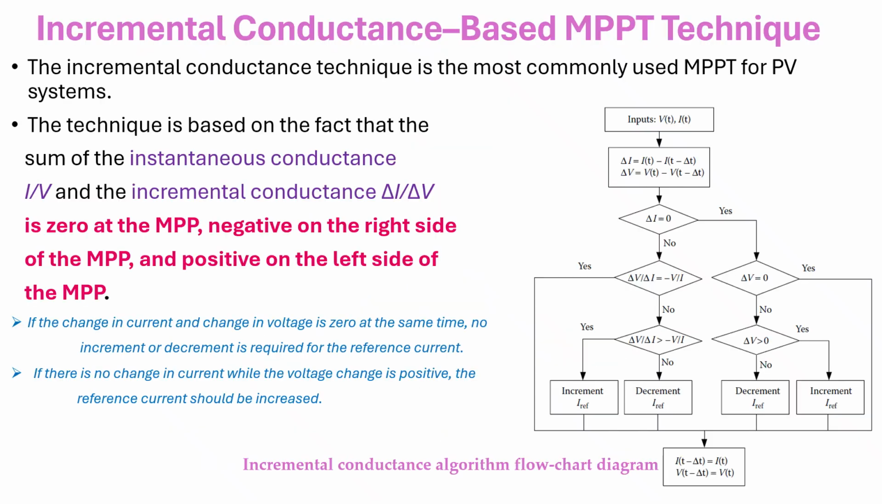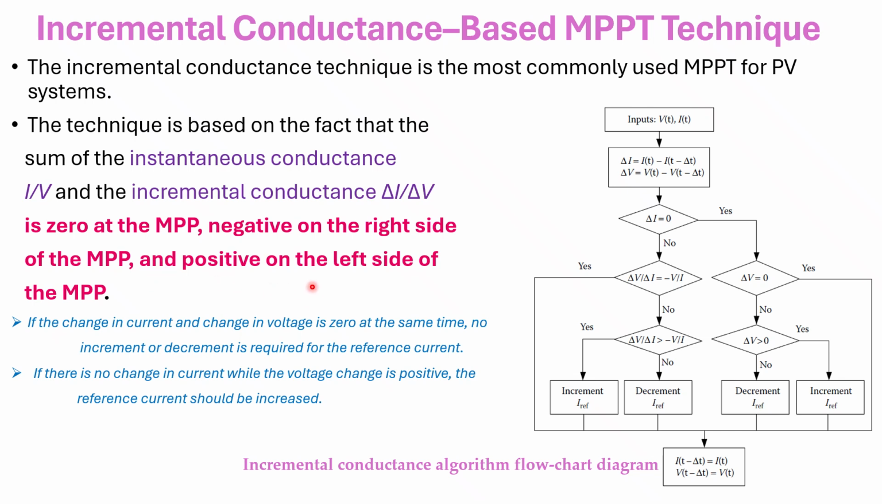The next method is the incremental conductance based MPPT technique. From the name itself, it is easily understood that here it is the sum of the instantaneous conductance I by V and the incremental conductance del I by del V. This is actually 0 at the MPP, negative on the right side of the MPP and positive on the left side of the MPP.